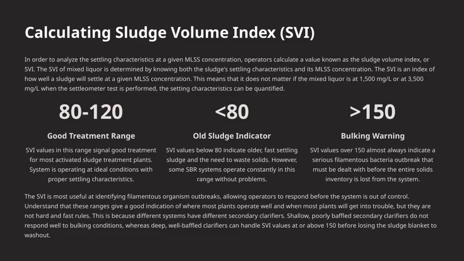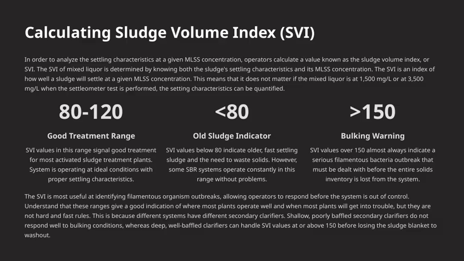Let's take a closer look at how we calculate the Sludge Volume Index, or SVI. This is an important tool for analyzing the settling characteristics of sludge at a specific MLSS concentration. Essentially, the SVI helps us understand how well our sludge will settle, regardless of whether the MLSS is at 1500 mg/L or 3500 mg/L. To determine the SVI, we need to know both the sludge's settling behavior and its MLSS concentration. The key point here is that the SVI acts as an index. It's a way to quantify how effectively the sludge settles under given conditions.